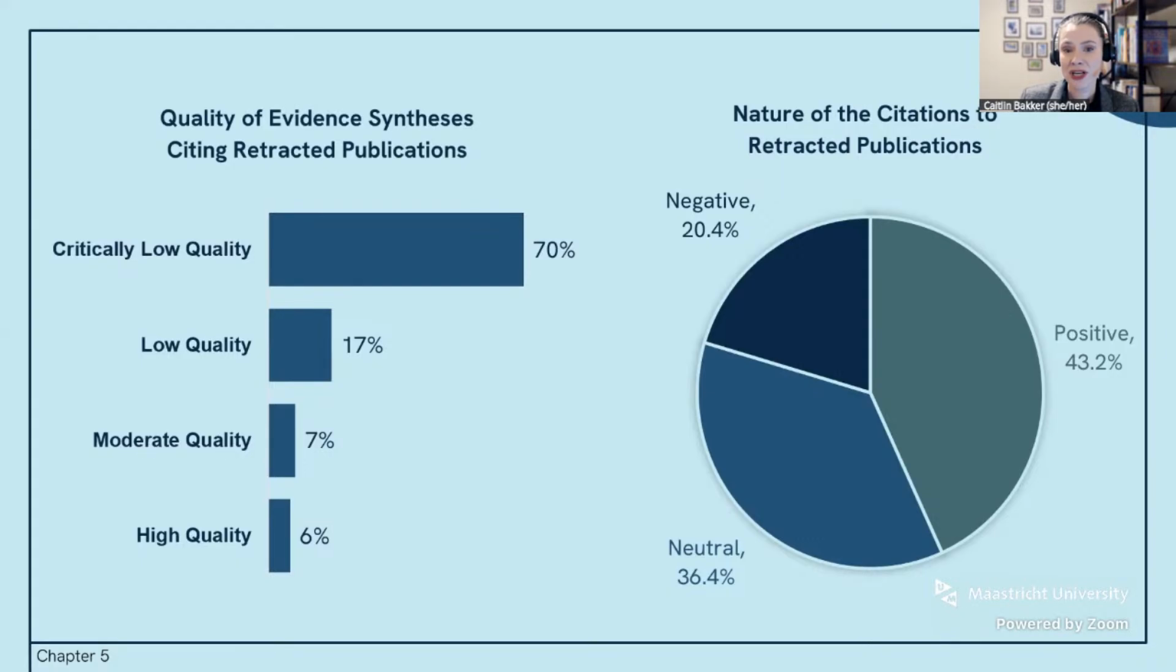Cumulatively, through these projects, we found that retracted publications continue to be cited after they've been retracted. Perhaps more importantly, these citations are most frequently positive, followed by neutral. In the case of evidence syntheses, we found that most evidence syntheses that cite retracted publications do so positively and were of critically low quality. Given that evidence syntheses are often considered a key information source in evidence-based practice and decision-making, the inappropriate inclusion of retracted publications in these reviews is troubling.